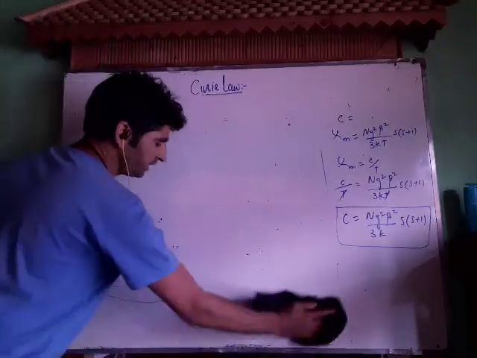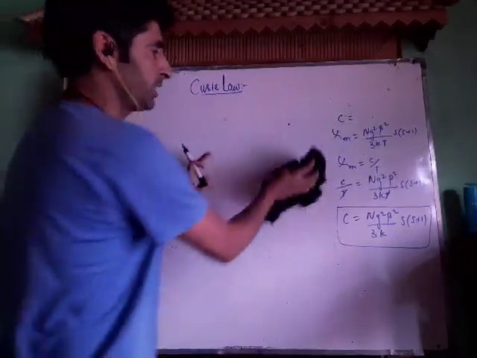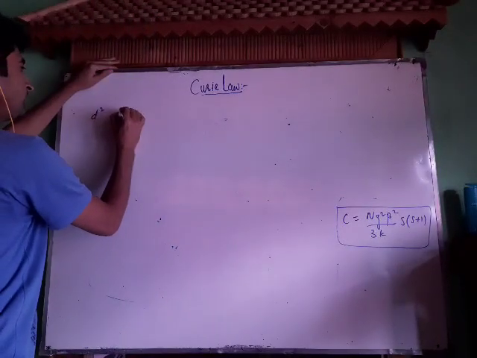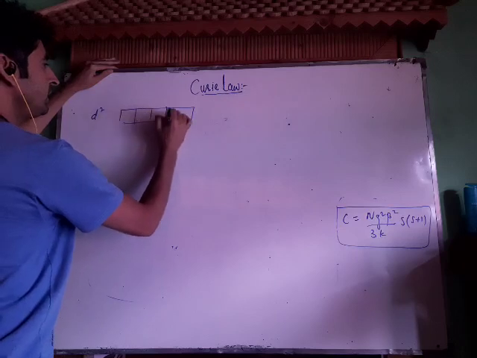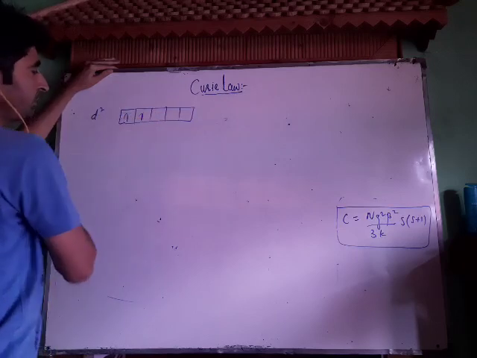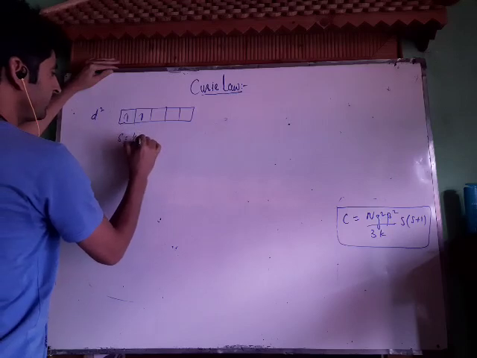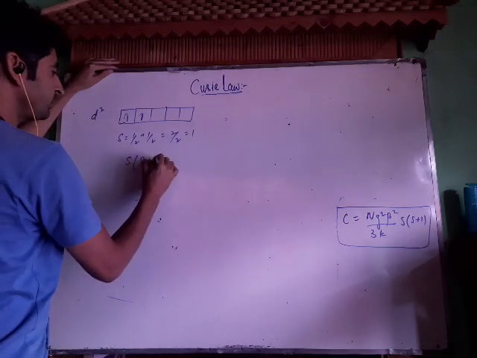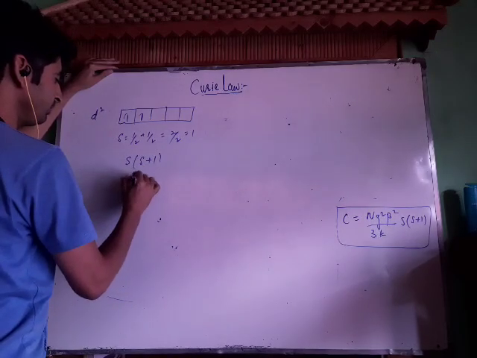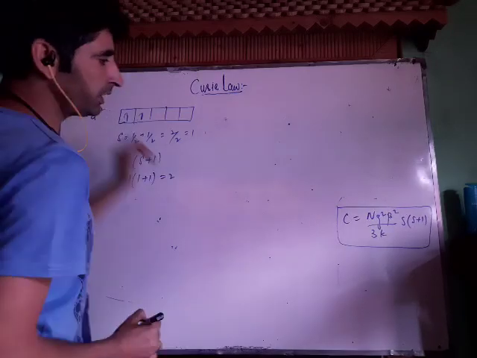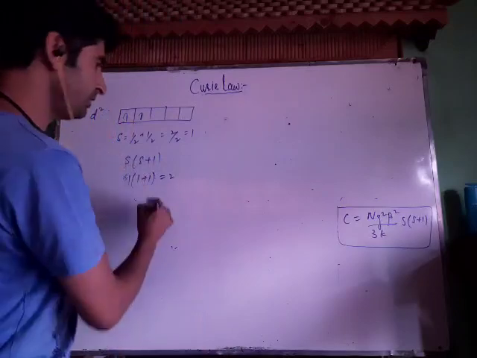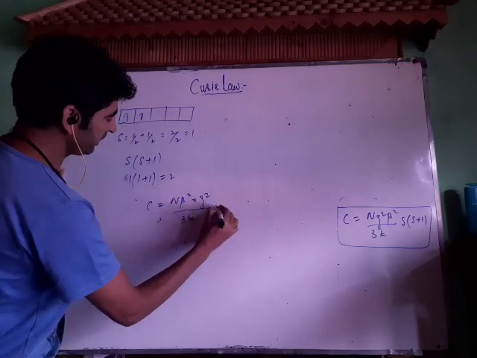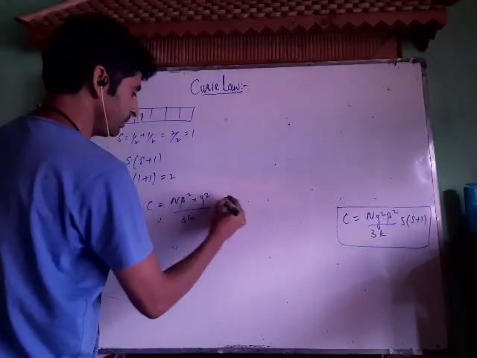For 2 electrons, for 3 electrons, for 4 electrons, by taking this formula. For D2 species, if we have 2 unpaired electrons, now S will be equal to 1 half plus 1 half, that's equal to 2 by 2, that's equal to 1. Therefore, S into S plus 1 will be equal to 1 into 1 plus 1, that's equal to 2. Here S into S plus 1 comes out to be 2. Now we use the formula C is equal to n beta square into g square divided by 3k into S into S plus 1, which comes out to be 2.